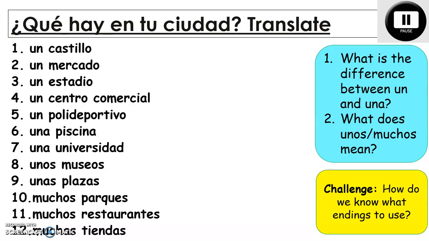Now, there is a moment to pause the video and you got the list of the vocabulary. Please write it down, compare, you got everything with your fact book and translate them for me. And I would like you to think, what is the difference between un and una? What does unos, muchos mean? And as an extra challenge, how do you know what endings to use?